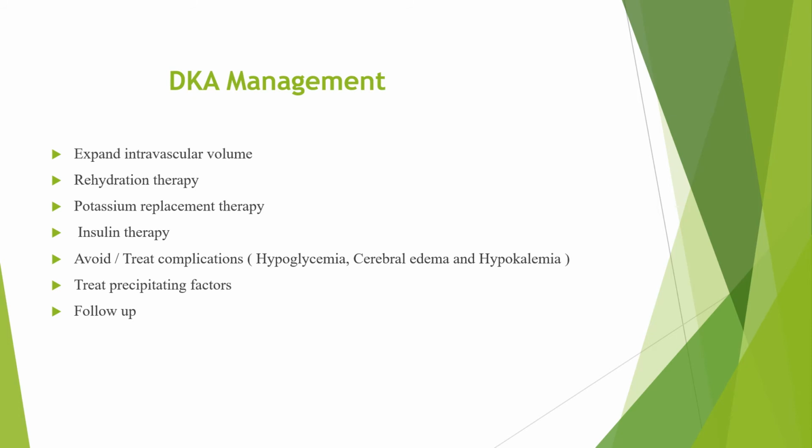Overall, if a patient presents with DKA, we have to manage DKA. DKA management has around 6 to 7 components. The first one is expanding intravascular volume, then rehydration therapy, potassium replacement therapy, insulin therapy, avoiding and treating complications such as hypoglycemia, cerebral edema, and hypokalemia during treatment of DKA, treating precipitating factors, and follow-up of the patient after discharge.